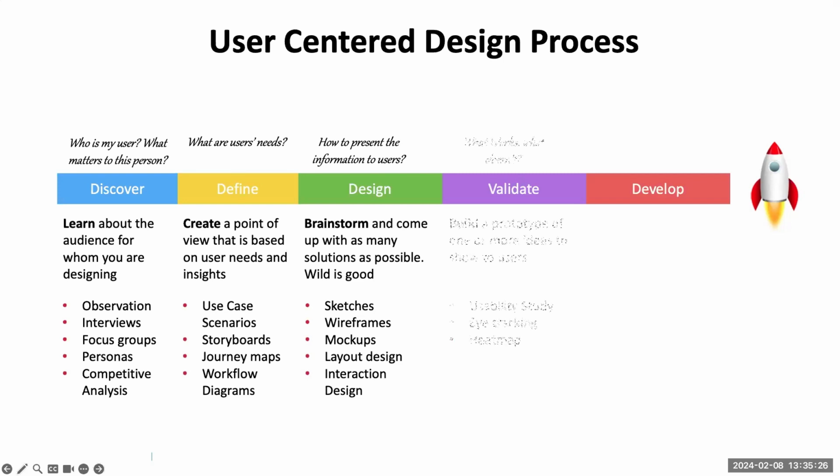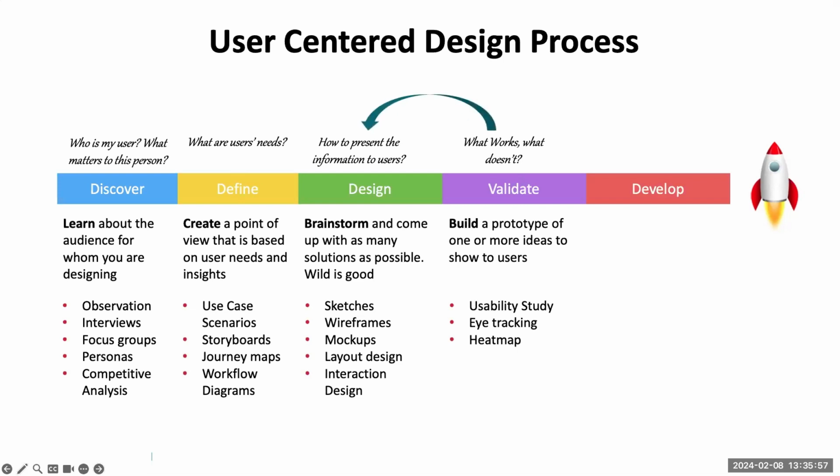Validate is all about building a prototype of one or more of the ideas that we have brainstormed in the design phase and showing it to the users via usability studies, eye tracking, heat maps, interviews, and so on and so forth. So what works for the users and what doesn't? Validation is a phase where you will be able to figure out how successful the product that you are creating is going to be. Usually, there are multiple iterations between validation and design phase.